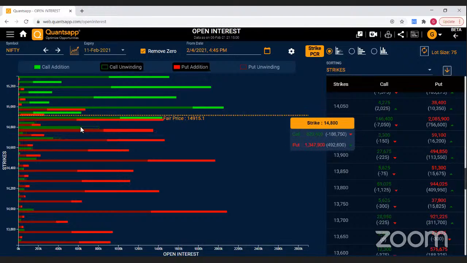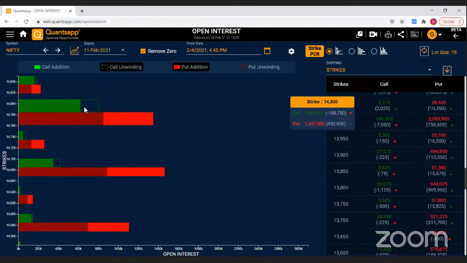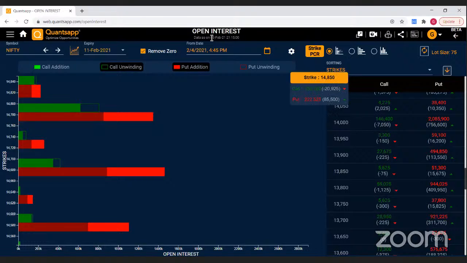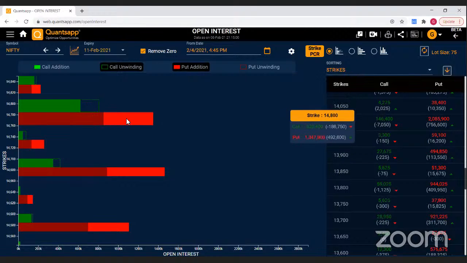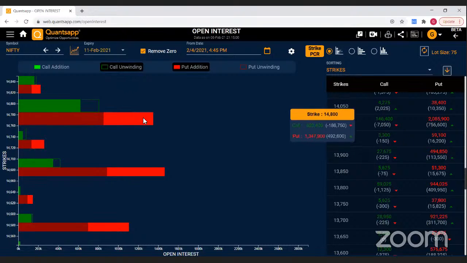So this is my bar level, and you can see there's a gap over here, and this is a particular thing that tells me, I'll zoom in. This tells me there was an unwinding that happened in the last session. Today is a Saturday, so I am seeing from the 4th of Feb. So I can say there's an unwinding that happened, but on the put side there was an addition. So put writers have added more and more positions, and the call writers have taken their position away.